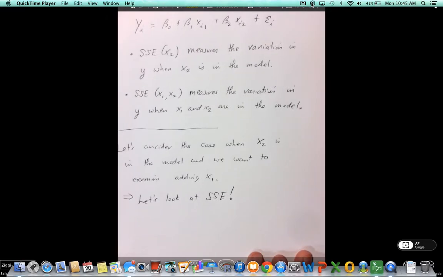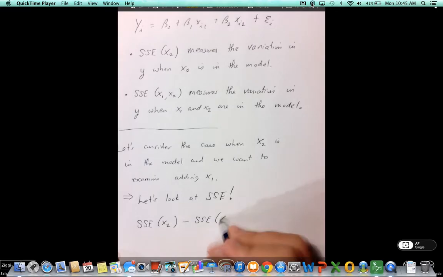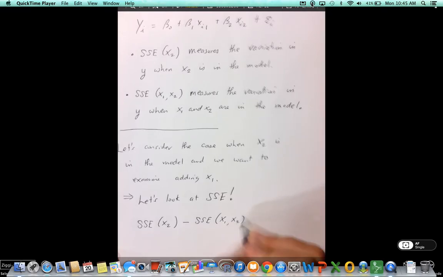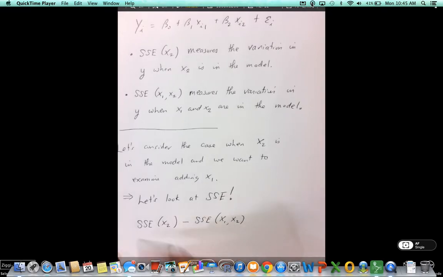All right, so what I would want to do is look at the sum of squares that's going to be the largest value. We've got x2 in the model, so that's when the error is going to be the largest, when we have the single predictor, minus the smallest error. Remember, error is going to decrease, or at least stay the same, for the full model, over the sum of squares error just for x2 being in the model.